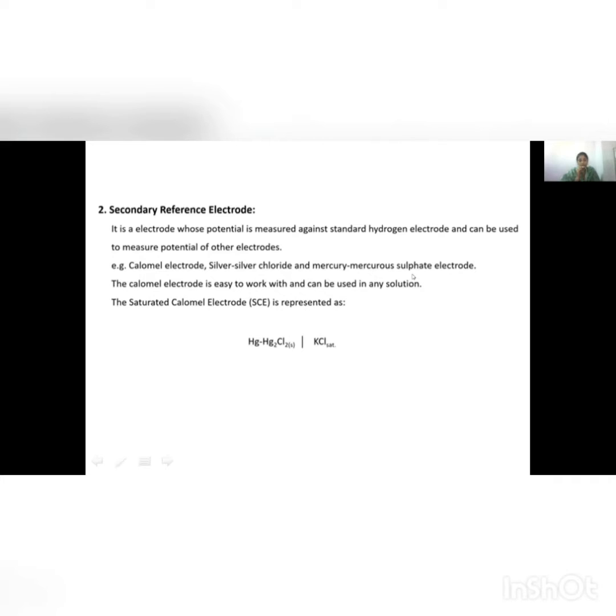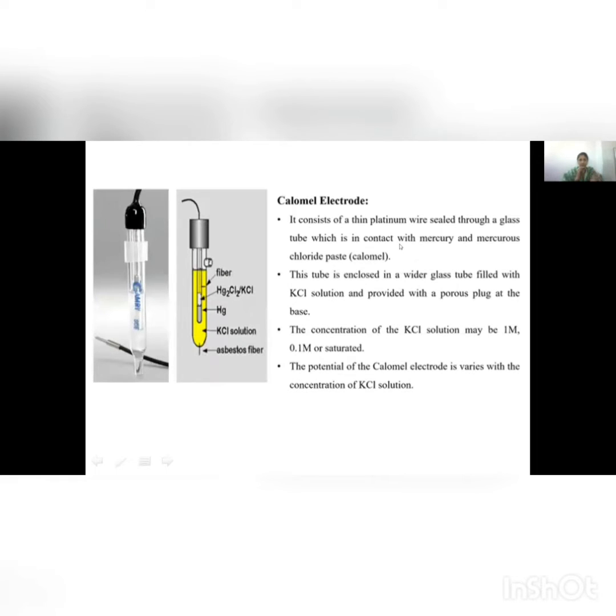Generally we are going to construct a galvanic cell. One should be a known electrode and another should be a reference electrode. Here the reference electrode is a standard calomel electrode. So what is the construction of a standard calomel electrode? First of all, it consists of a platinized platinum foil which is sealed through the end of a glass tube. The remaining portion of this cell is filled with mercury and mercurous chloride, Hg2Cl2, and KCl solution.